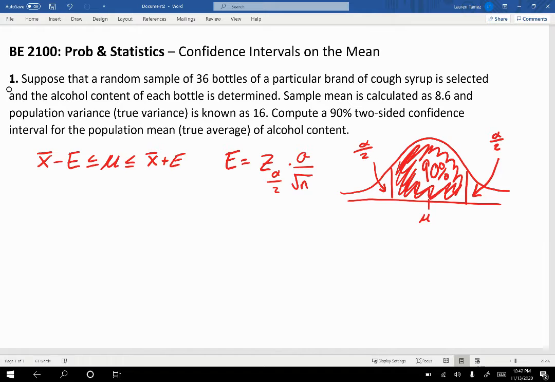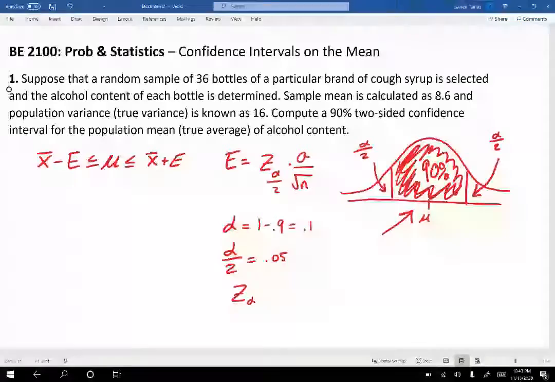So how do we figure out this value? Well, first we need to calculate alpha, which is just the complement of our percentage here. So our alpha is 0.1, which makes alpha over 2 0.05. So now we have to find z of 0.05.